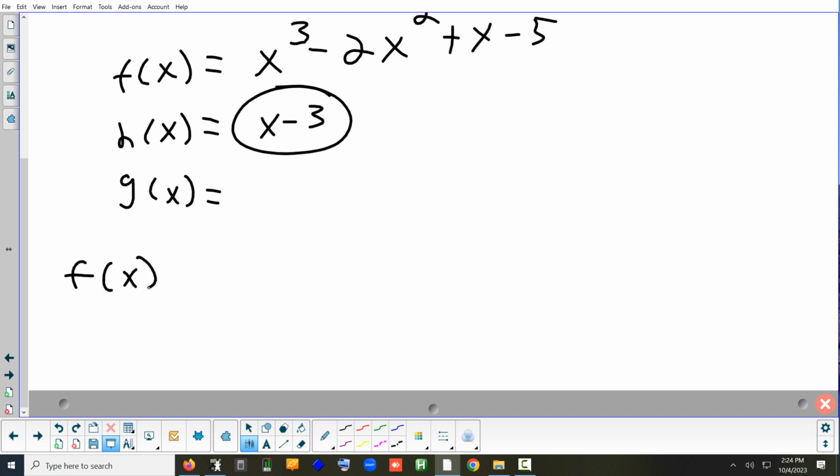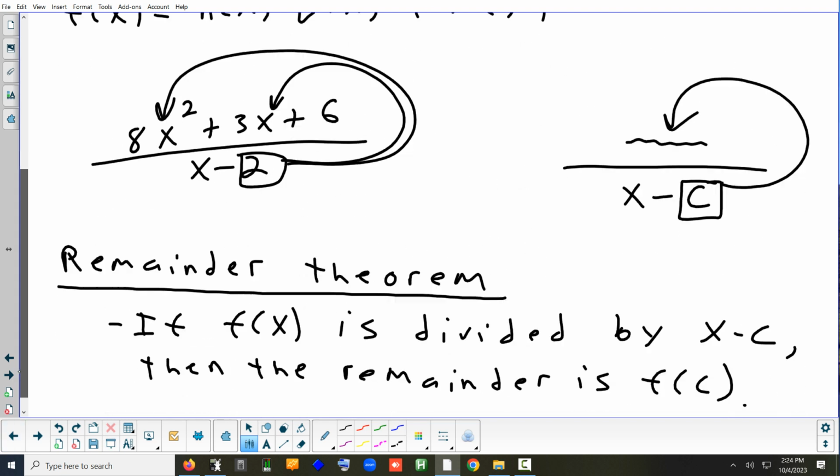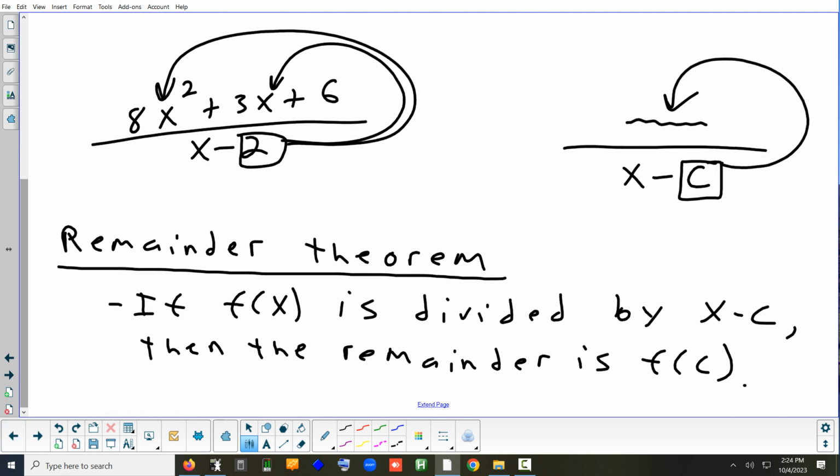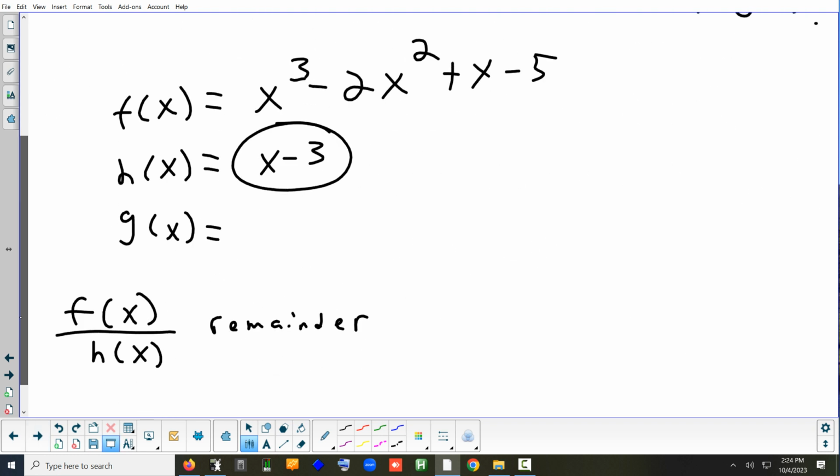So f of x divided by h of x, and we're finding the remainder. So the theorem says, take the number that comes after the minus sign. You don't include the minus sign with it. It's just the number after the minus sign, and you plug that into the numerator. Okay. What's the number that's after the minus sign here? 3. We're going to take the 3, and we're going to fill it in for x, and that's the quick way to find the remainder.